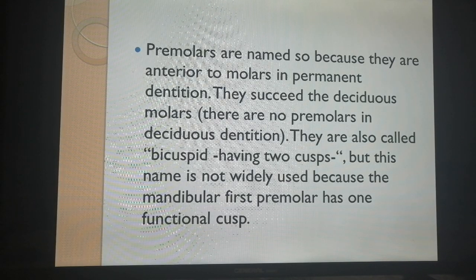Premolars are named so because they are anterior to molars in permanent dentition. They succeed the deciduous molars. There are no premolars in deciduous dentition. They are also called bicuspids, having 2 cusps, but this name is not widely used because the mandibular first premolar has 1 functional cusp.